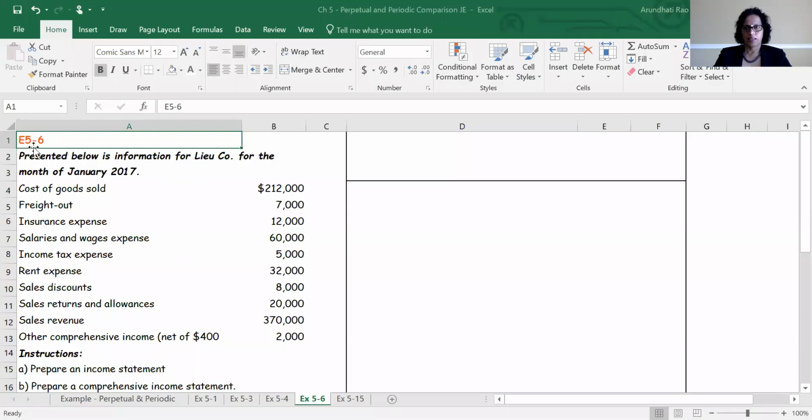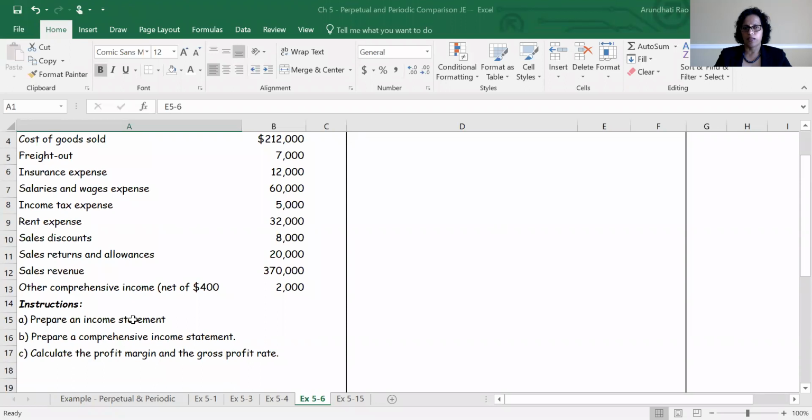We're working on exercise 5-6 from our textbook. We've been asked to prepare an income statement for the month ended January 2017. We've been given various account names and the dollar amounts. Always be careful that you're taking in only income statement items into the income statement. You may be given some extra information, so always look through it very carefully.